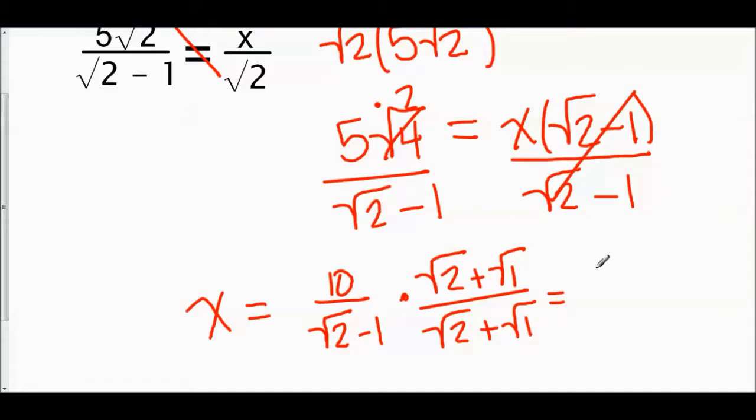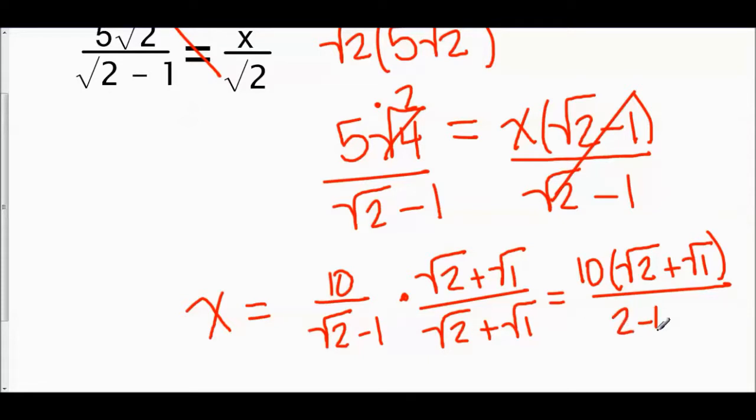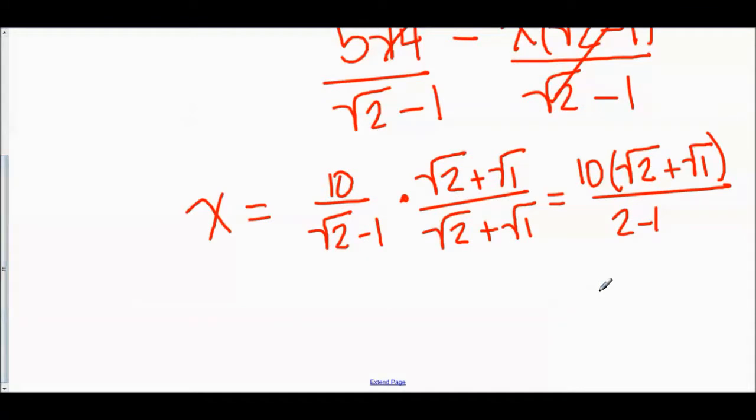So on top, I'm going to have 10 times the square root of 2 plus the square root of 1 over, and how that's going to cancel out is I'm going to have 2 minus 1, and 2 minus 1 simplifies to the whole number 1, so then I don't really have a denominator anymore. And then on top here, that square root of 1 can be 1, so I'm left with 10 times the square root of 2 plus 1. And there you have it.